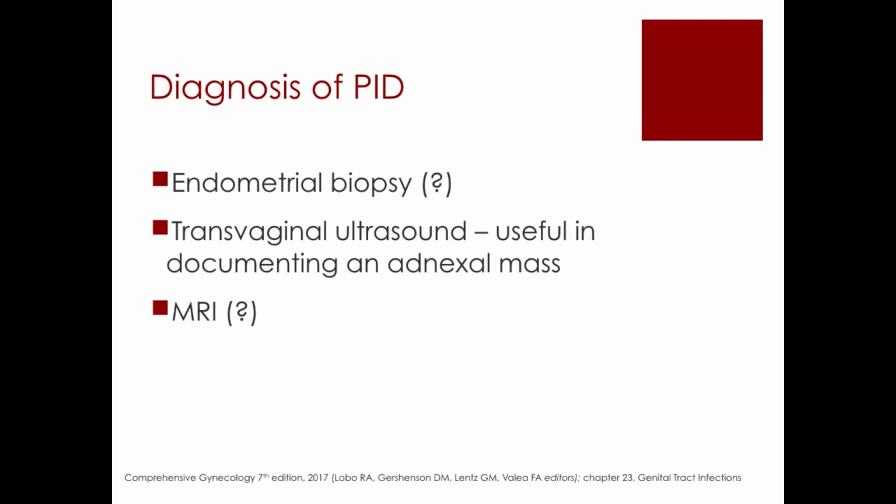Other methods to diagnose PID are the following. We can do endometrial biopsy. However, this is not really recommended because of its invasive nature. We can do a transvaginal ultrasound, and this is useful in documenting an adnexal mass. We can also do MRI, especially if there are equivocal findings in some of the methods that were used to initially diagnose PID. However, MRI is expensive and has limited acute availability in some locations.